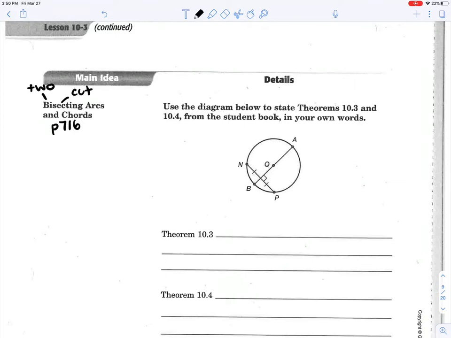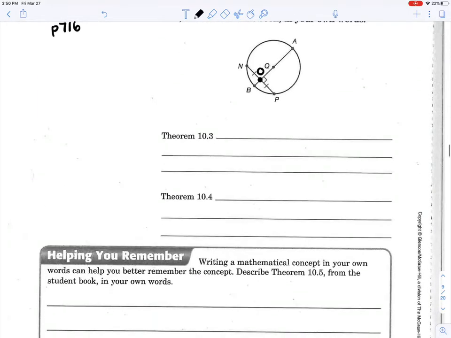It says in the diagram, state the theorems 10.3 and 10.4 from your book in your own words. It's going to be a little bit easier if we can name this point where they intersect here. Well, let's name this O. So I'm going to rewrite theorem 10.3 and 10.4. My suggestion would be to head to that page 716, maybe pause the video and read through those theorems first, and then come back and rewrite these with me.